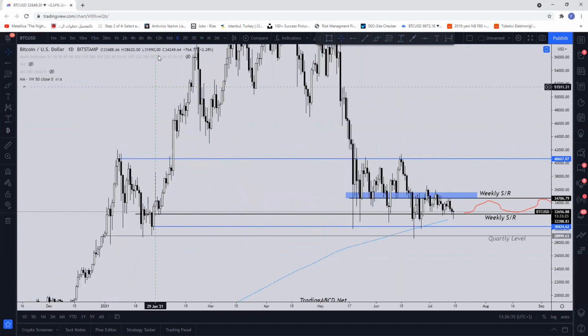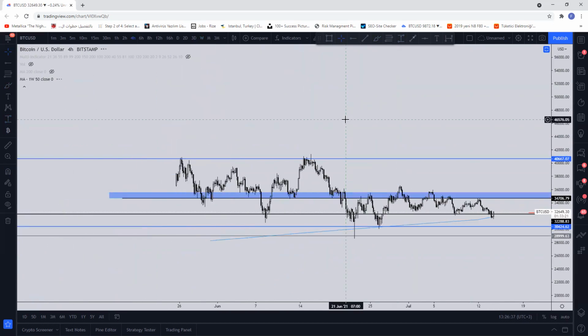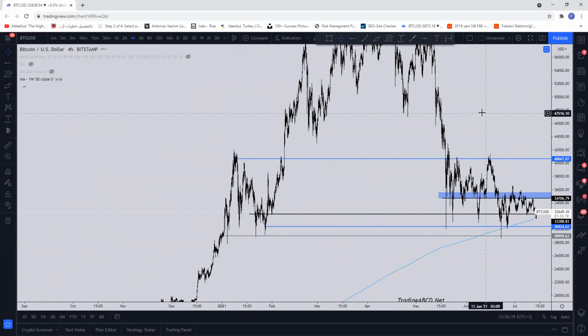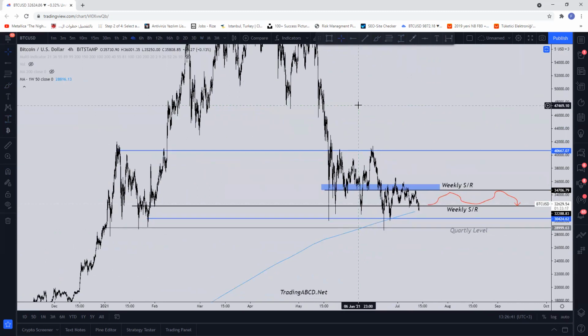If you would like to zoom into even lower time frames, these lower time frames will help you to find your entries and exits. Okay, but keep the bigger picture, quarterly, weekly, monthly, in your brain, because usually they are the ones which are well respected by the market regardless of the news or everything.